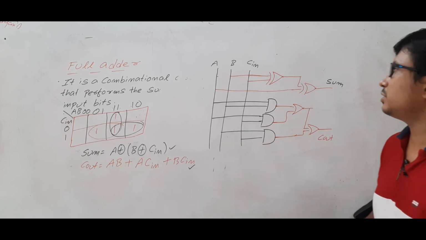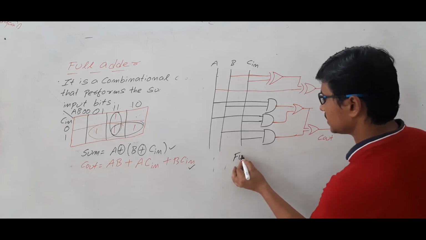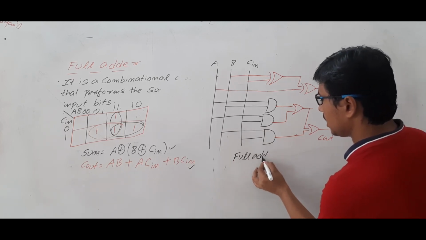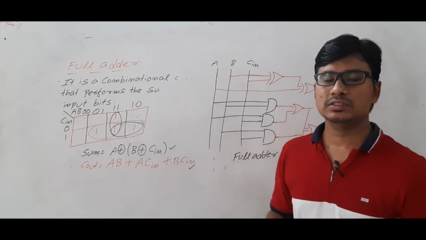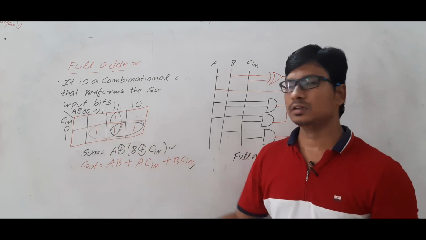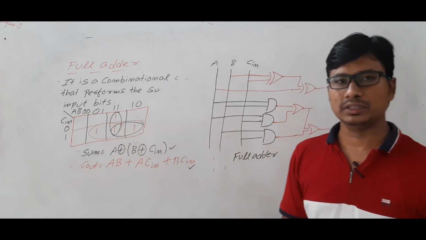So this is your combinational circuit for the full adder. Is it clear? I hope you have understood what is a full adder and what is the truth table for it, what is the expression for the sum and the carry, and how I draw the combinational circuit.